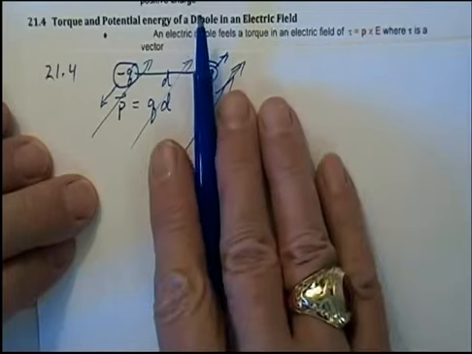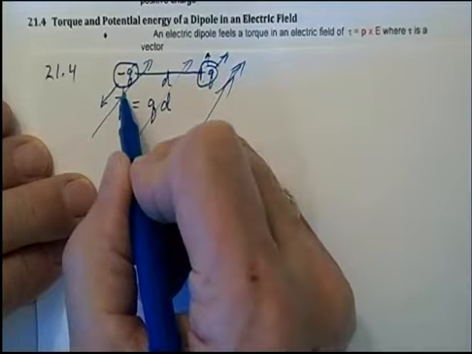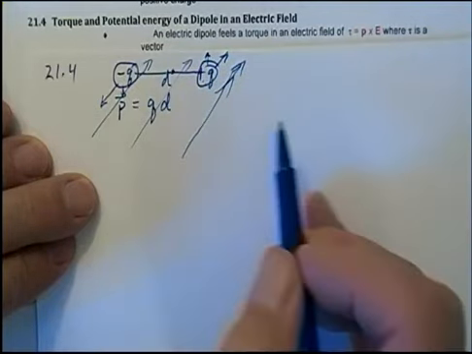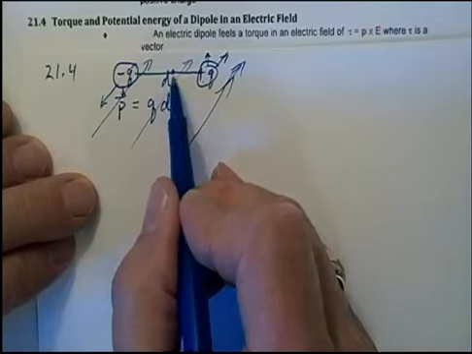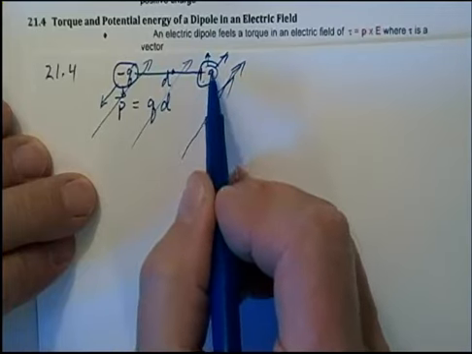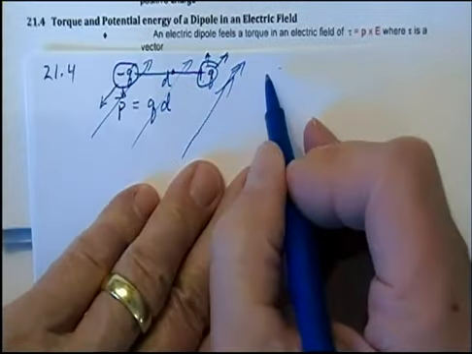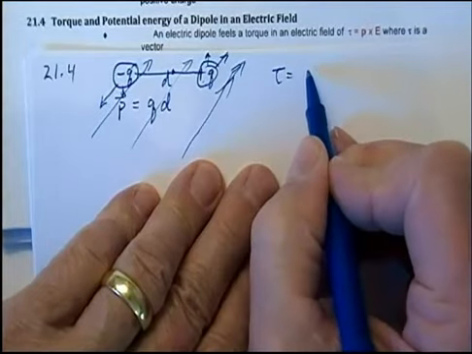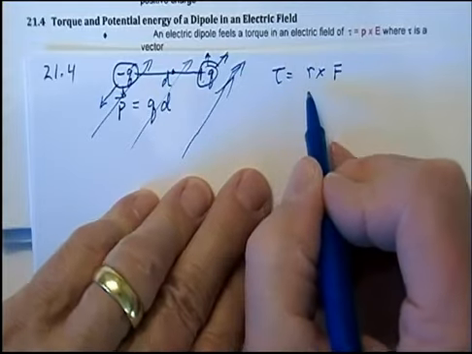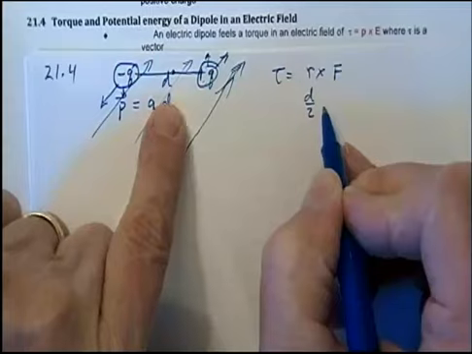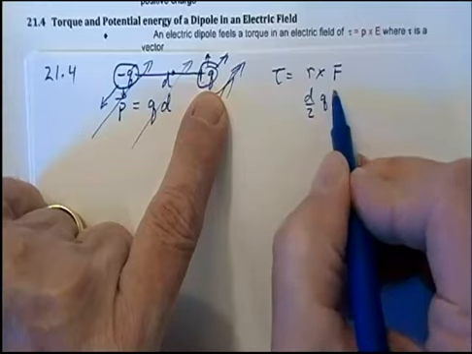If the electric field were in this direction, you can see that torque is maximal, because the electric field would force upward here and downward here, and what would that be? Well, it would be the distance out times the force, which would be d over 2 times q times that force of the electric field. So the torque would be, for the perpendicular force, what? Remember, it's r cross f. So in that particular case, it'd be the distance out, which would be d over 2, times the force, and the force is going to be q times the electric field.